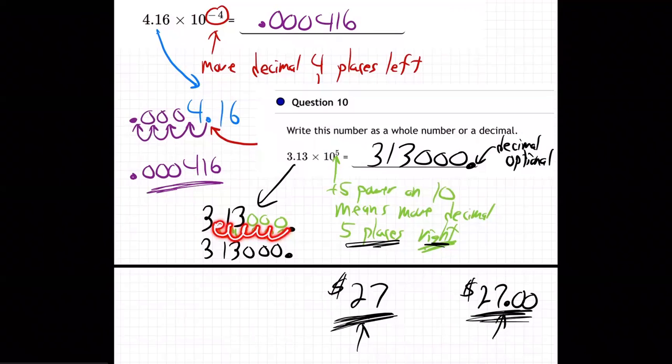Total jumps to the right, brings in 3 zeros, and you can put the decimal or leave it off. It's optional. We know it means the same thing either way. Decimal at the end, you can show it or skip it. So now why does it do that?